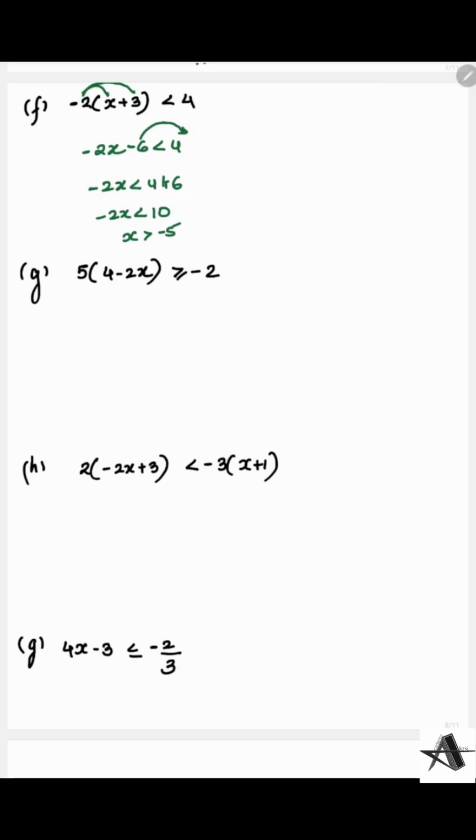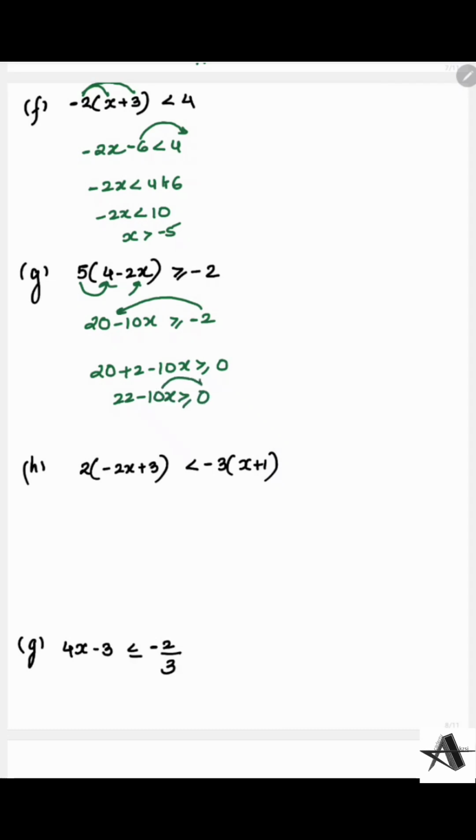Moving on to the next one. Same, multiply. Whenever there is a number outside the bracket, we have to multiply that number with every term inside the bracket. So there are two terms in the bracket, so we have to multiply 5 with 4 and negative 2x. 5 into 4 is 20 and 5 into negative 2x is negative 10x, greater than or equal to negative 2. Now move this to the left hand side. So 20 plus 2 minus 10x greater than or equal to 0. This is 22.